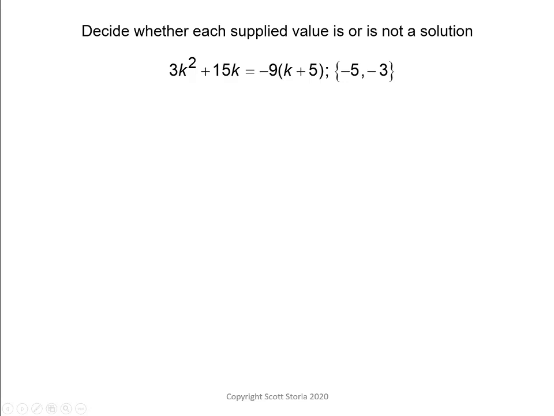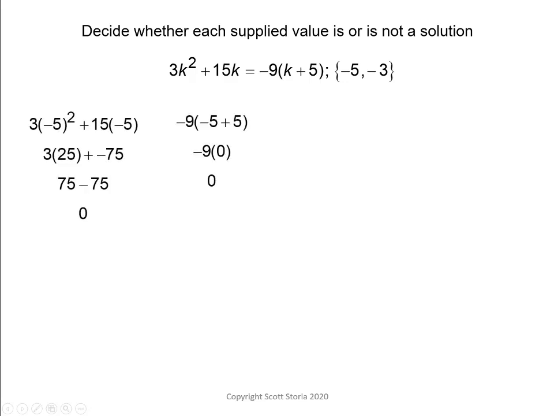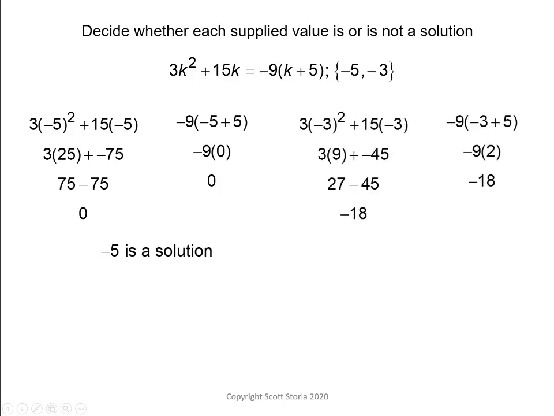And here's our last one. See if either of these are a solution. After substituting -5 for all values of k, both on the left and the right, and simplifying, both of these become 0, so -5 is a solution. Now I do the same with negative 3. I get negative 18 in both cases. Therefore, negative 3 is also a solution.